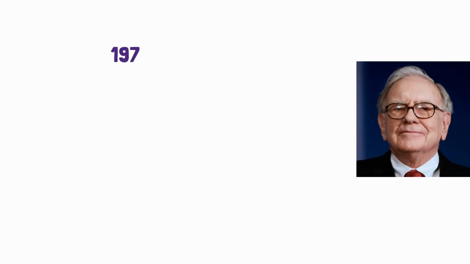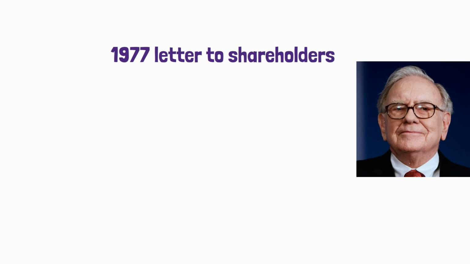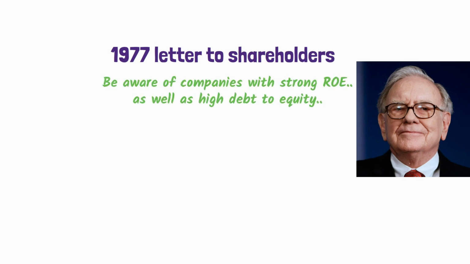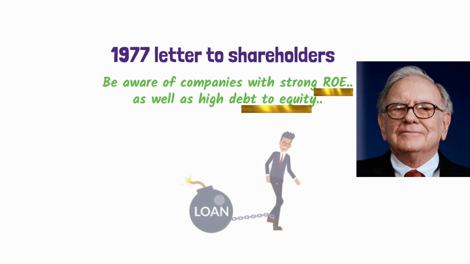But as Warren Buffett said in his 1977 letters to shareholders, be aware of companies with strong return on equity as well as high debt to equity. And it makes sense, as high return on equity and high debt to equity just simply means that the company's return on equity is most likely higher from more debt. And that is it for return on equity.